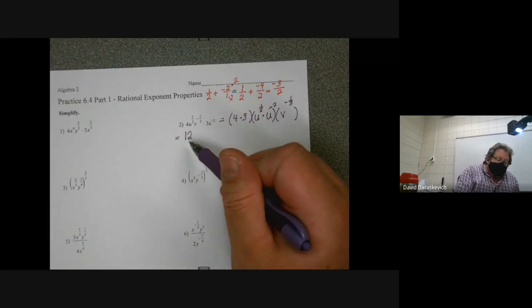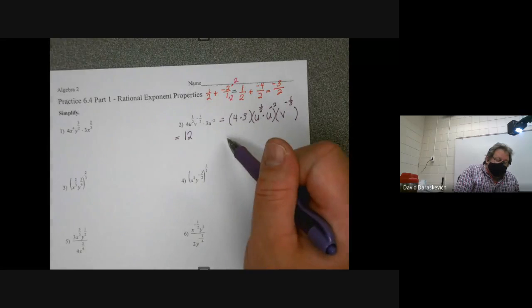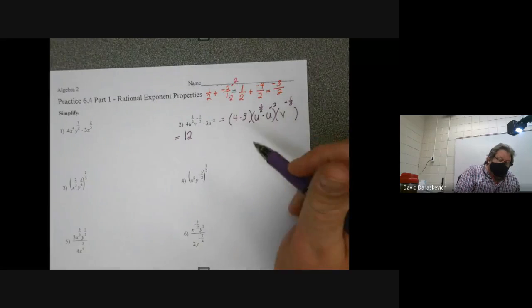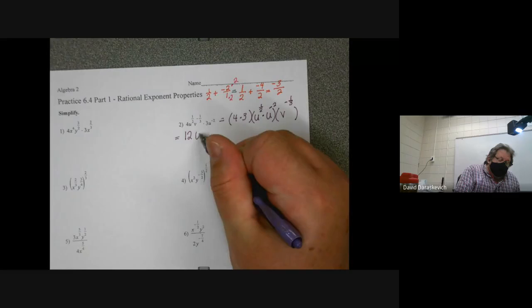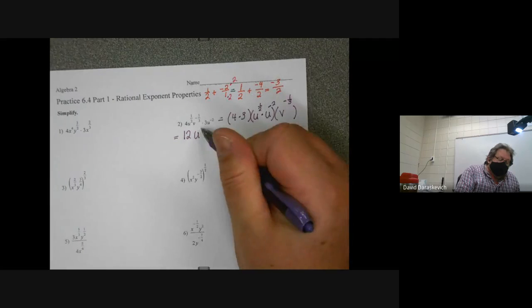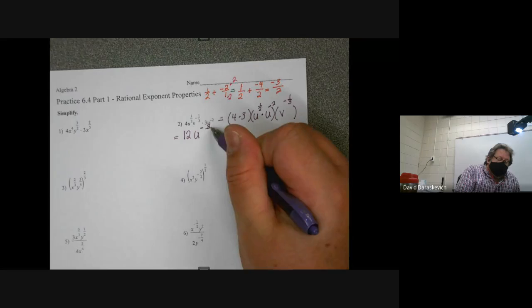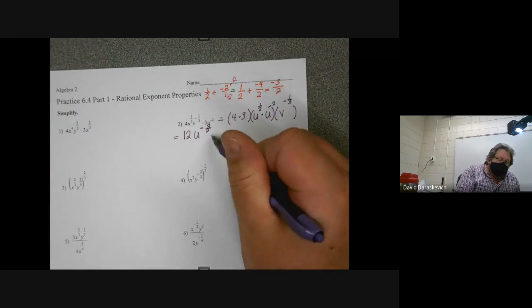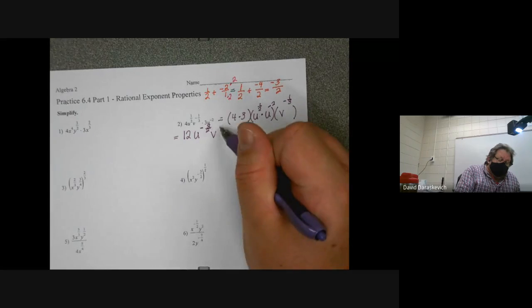Now, if you want to do this in one step, go ahead, you make your fraction now, but I'm going to do it in 2 steps. So I have U to the -3/2 times my V, there's only one V, to the -1/3.